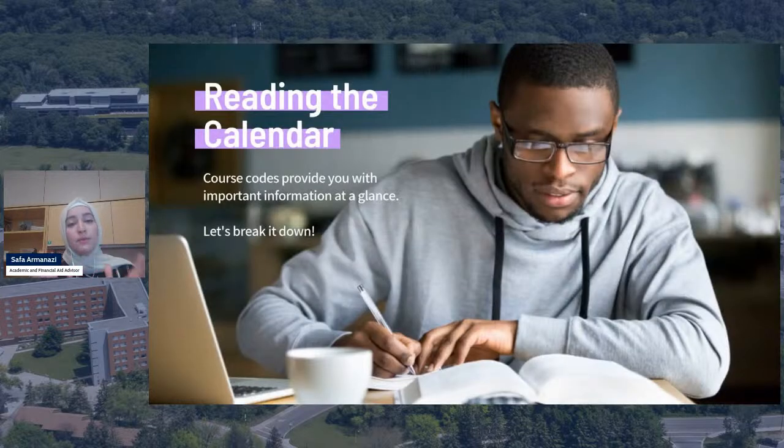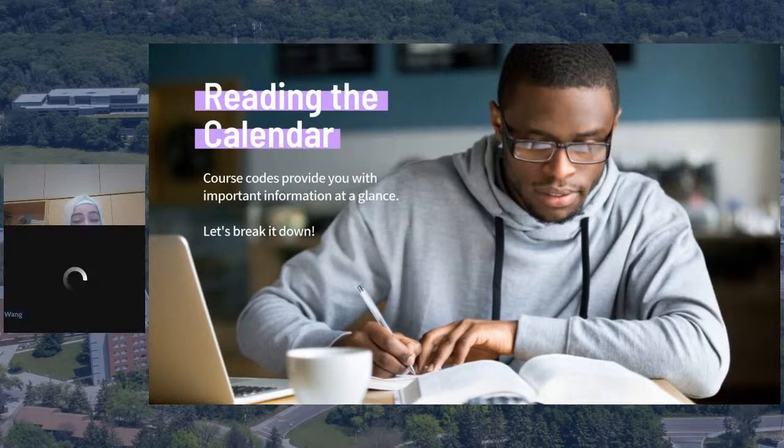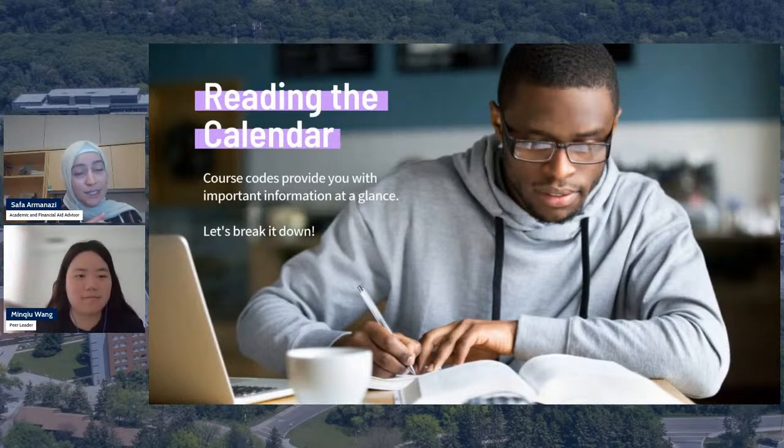Okay, so reading the calendar: the academic calendar lists the courses that you need to take for your programs, as well as electives and distribution requirements. Each course code actually provides important information at a glance. It is very important to learn how to read these course codes, because they give you information about the course and where it's offered. Is it a UTM course? Is it a fall term course or a winter course? So let's break it down. I'd like to invite our peer leaders, Min and Ni, to help you with that.